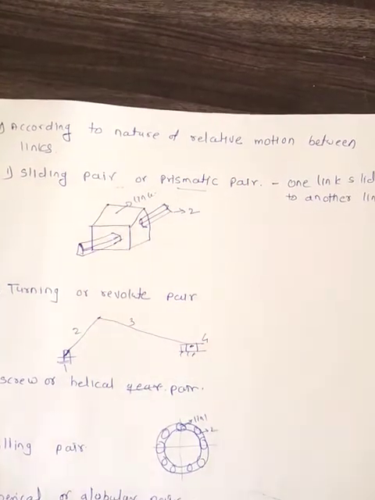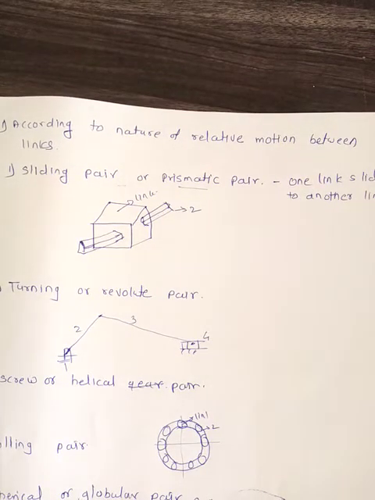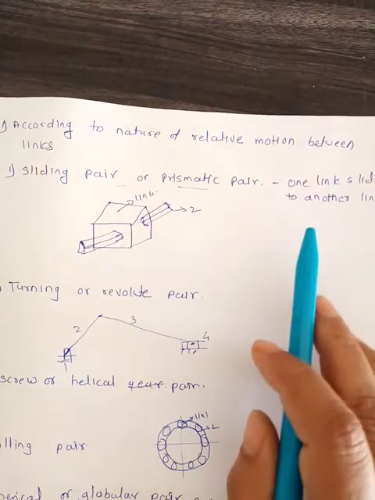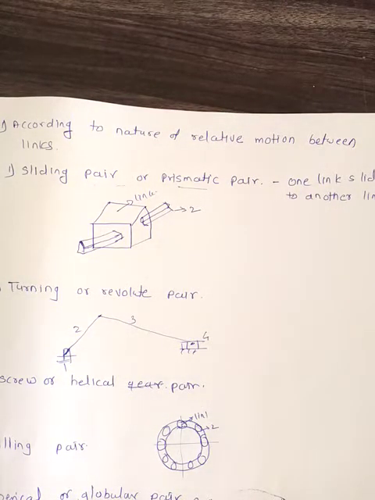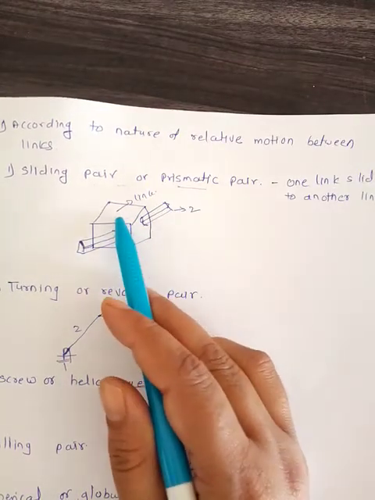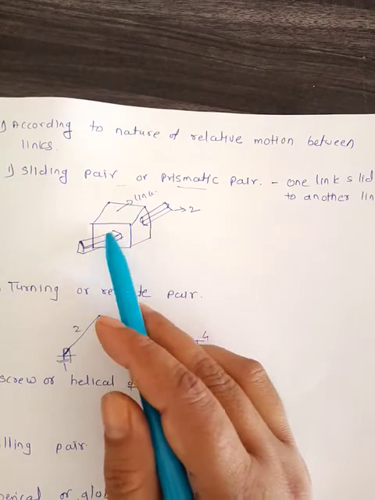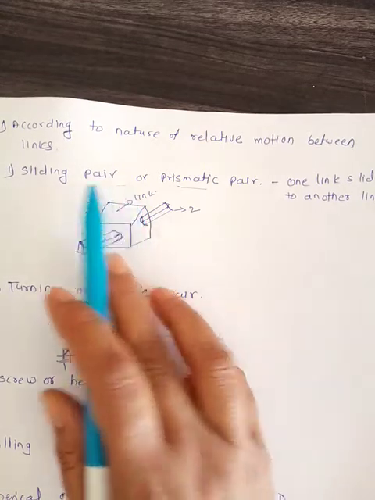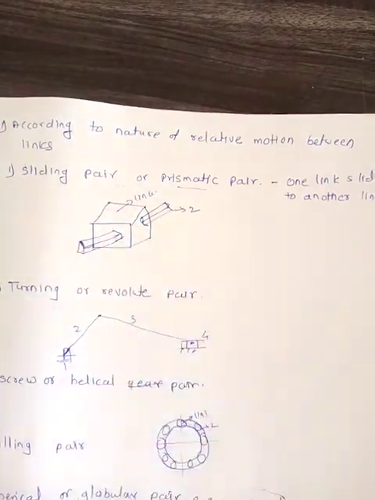The first type is the sliding pair or prismatic pair. Sliding means one link is sliding over another link. This is the first link and this is the second link. Between the two links the motion will be sliding, so it is called a sliding pair or prismatic pair.